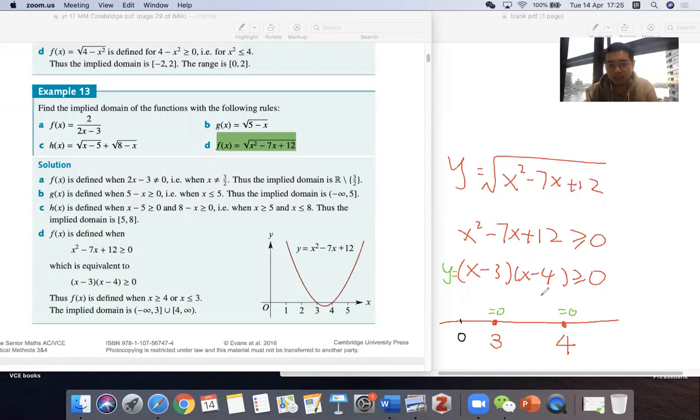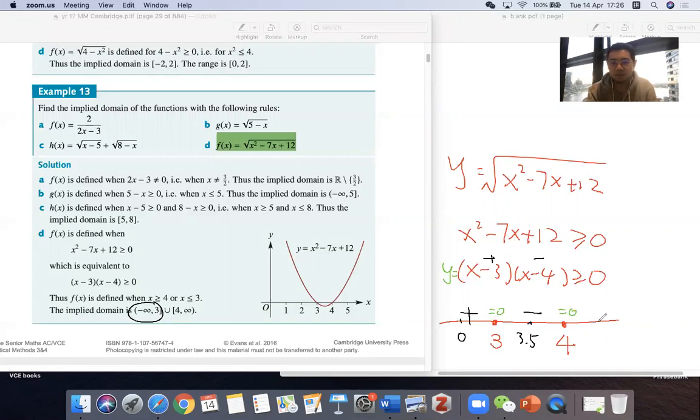So I directly plug in our equation. I got negative 3 times negative 4, which is 12. So it gives me positive over here, okay? Which means negative infinity to 3 gives me a positive number, which is corresponding to here, okay? And between 3 and 4, I can try any number like 3.5 over here. Then I got one positive number over here, then one negative number over here. So positive times negative gives me negative. So I don't want here.